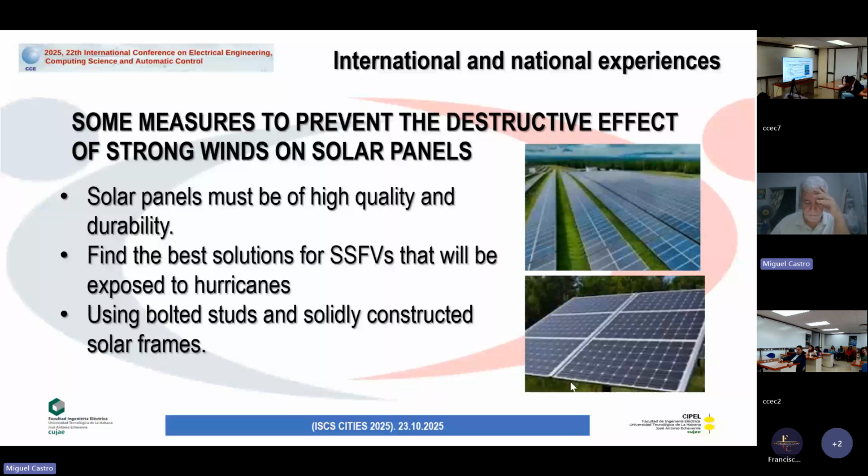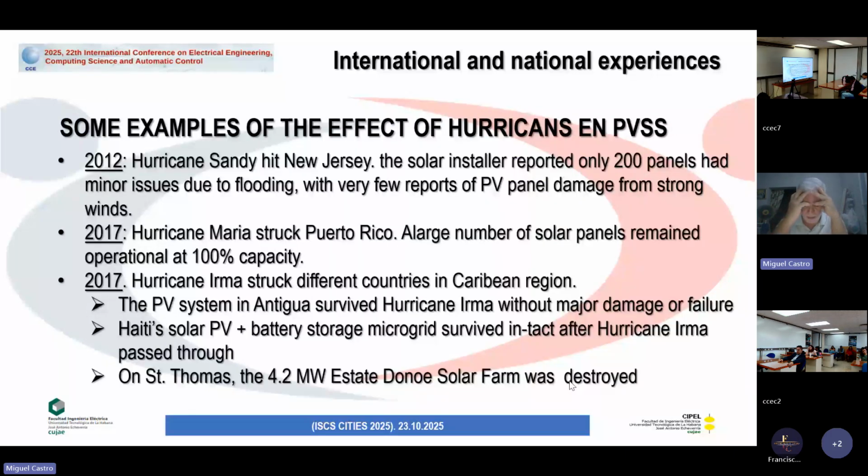Examples of this effect of hurricanes on PV systems have been reported in the literature in regions that are affected by a large number of hurricanes annually, similarly to the Caribbean, in addition to having a large number of solar installations in operation. For example, in 2012, when Hurricane Sandy hit New Jersey, the solar installers reported only 200 panels with a minor issue due to flooding, with very few reports of PV panel damage from strong winds, demonstrating how little impact hurricanes have on solar panel performance.